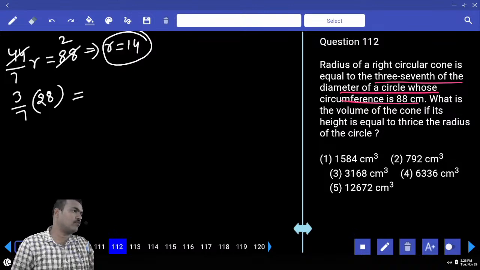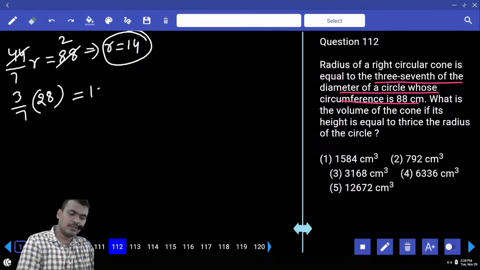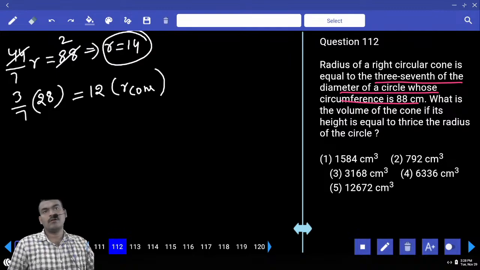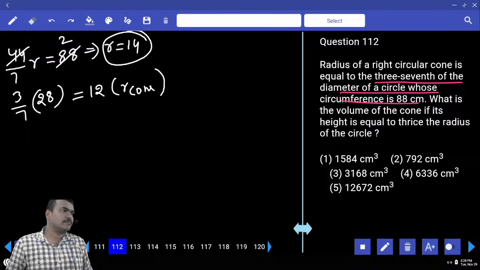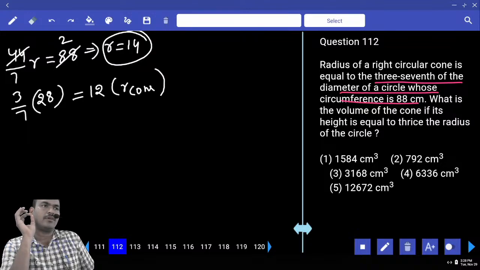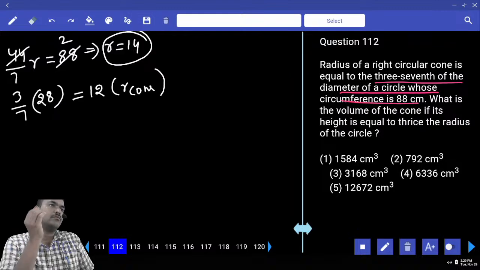27 how many times? 4. 4 threes are 12. Is the 12 the radius of the cone or not? What is the radius of a cone? 12 or not? Yes or no? If we require the cone volume, we definitely need to know the cone radius and cone height, or not? What cone radius are we getting?